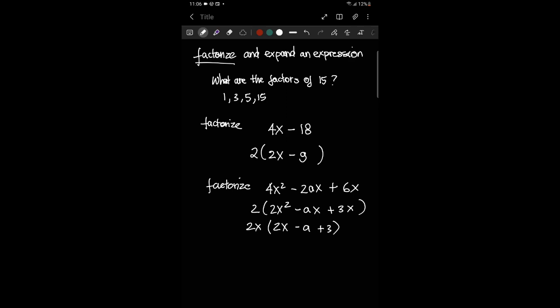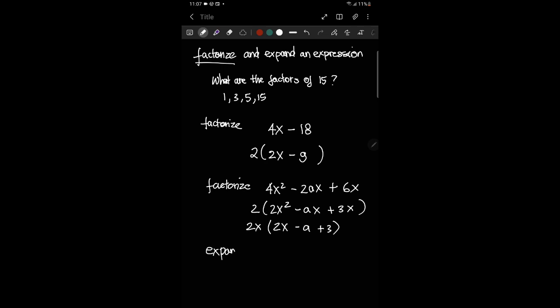Factorize is about taking the same factors from all the terms that you have in the expression. You need to find the same factor. You need to figure out what factors are actually available in each term in your expression. So that's how. Now, expand is the opposite of the factorize.